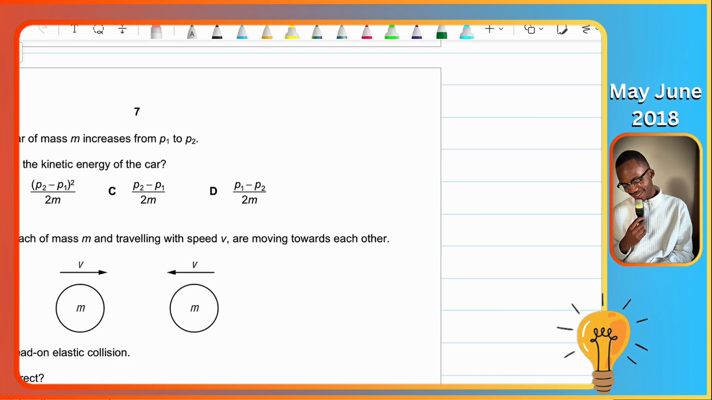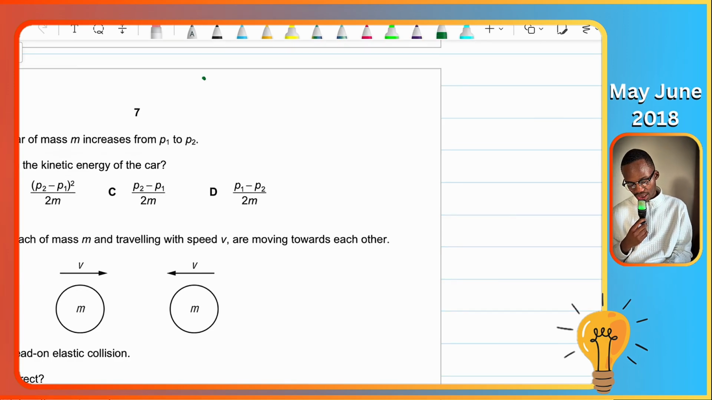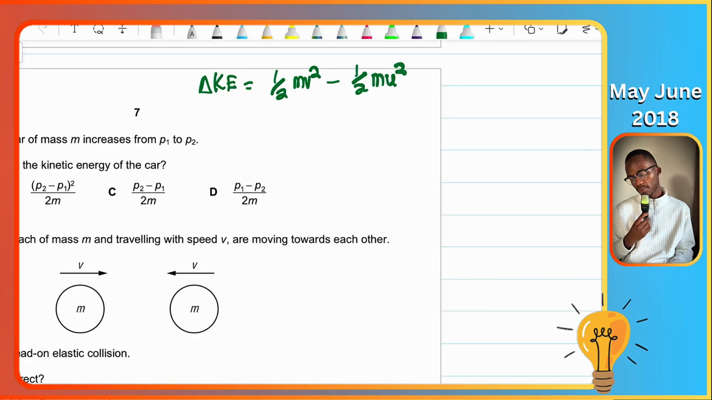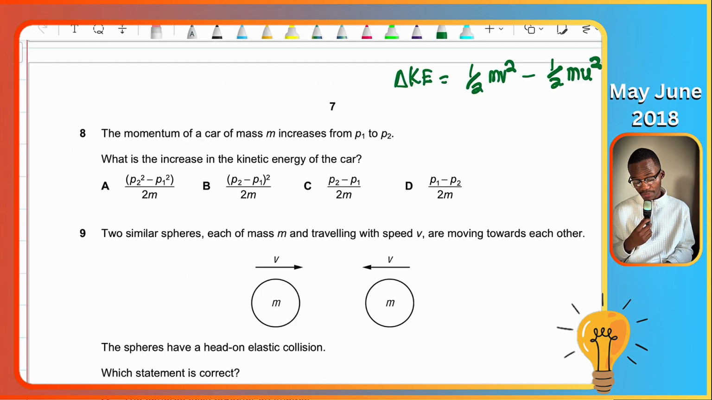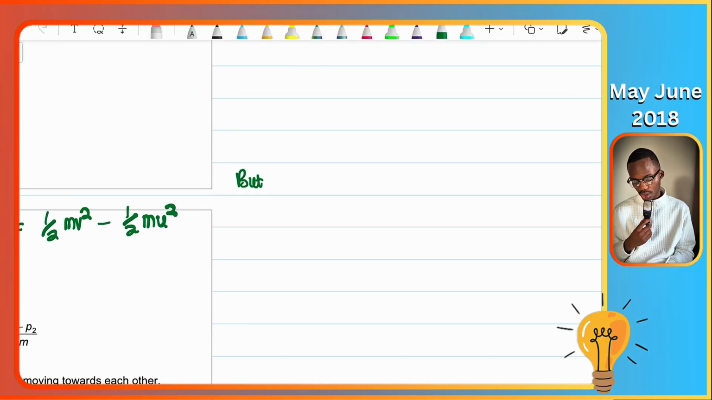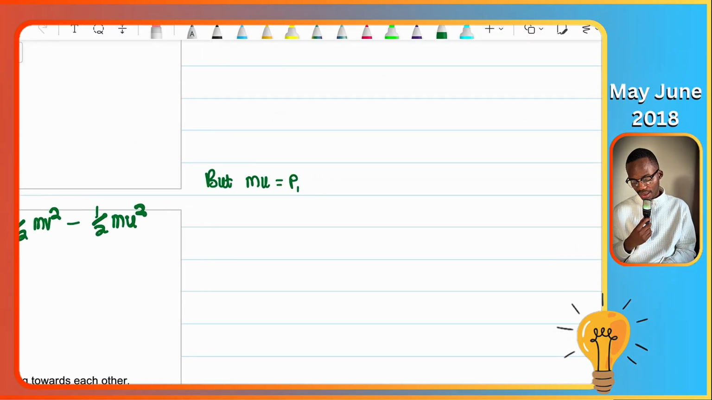Okay, so let's start. So change in kinetic energy is going to be final kinetic energy, which I'm going to represent by 1/2 mv squared, minus the initial kinetic energy, which I'm going to represent by 1/2 mu squared. Okay. But there's an important catch here. The momentum starts at P1 and goes to P2. So mu will be equal to P1. Very straightforward, guys. And then mv will be equal to P2.